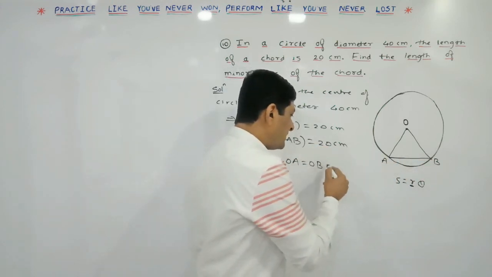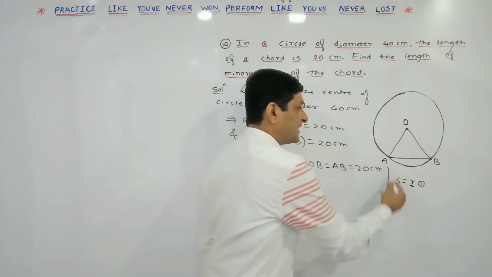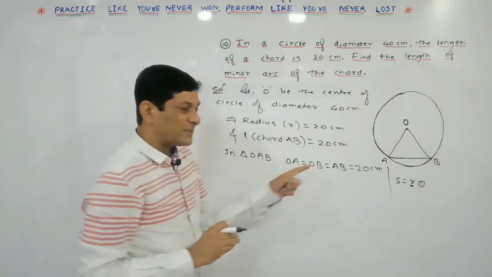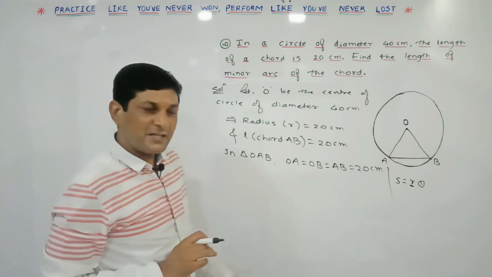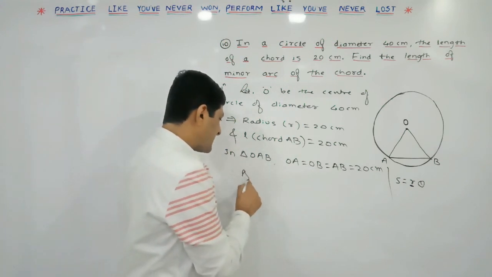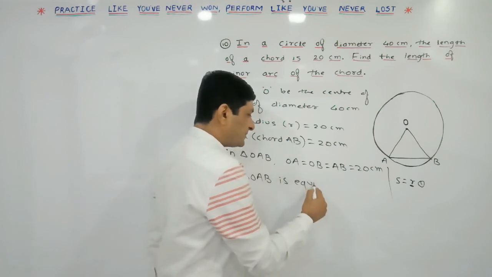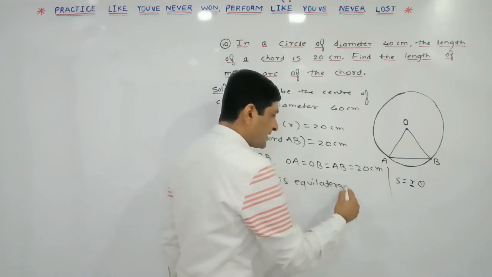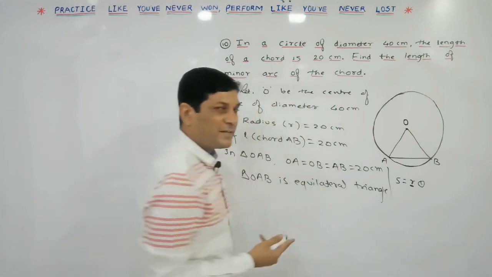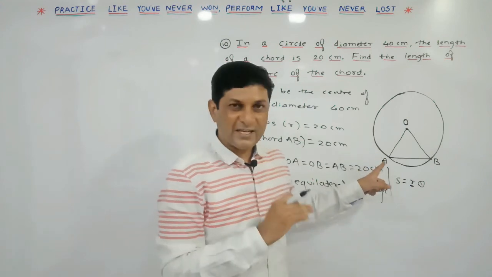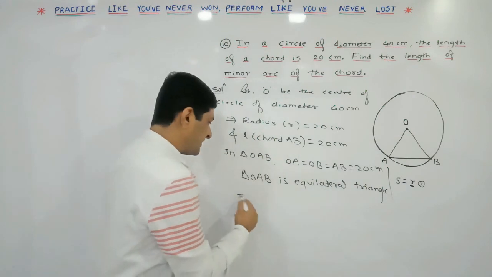So OA, OB and AB are of equal length, and length is equal to what? 20 centimeters. So since all three sides of this triangle are of equal length, we can say that this triangle is equilateral. Therefore triangle OAB is equilateral triangle. As we have proved that, we can say that each angle is 60 degrees. So angle AOB is equal to 60 degrees.